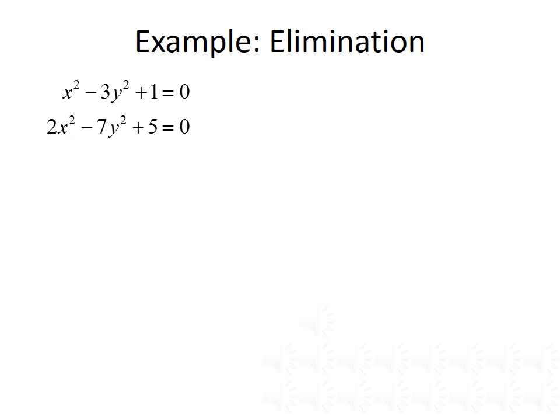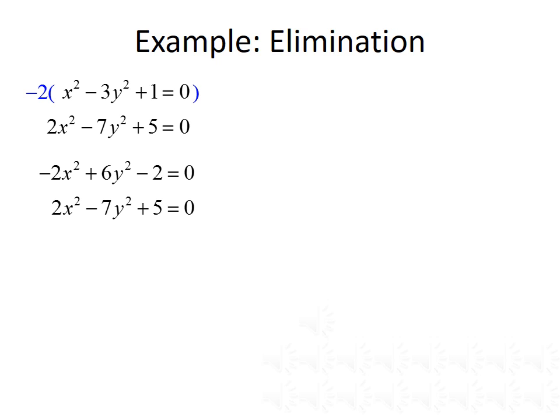Now let's look at some examples where we'll solve systems of equations using the elimination method. For our first example, we have x squared minus 3y squared plus 1 equals 0, and 2x squared minus 7y squared plus 5 equals 0. But just like with our previous systems of equations, to use the elimination method, we'll want to multiply one or both equations by a value so that when we add them together, things cancel out. So if I want to cancel out the x squared, I'll multiply the first equation by negative 2.